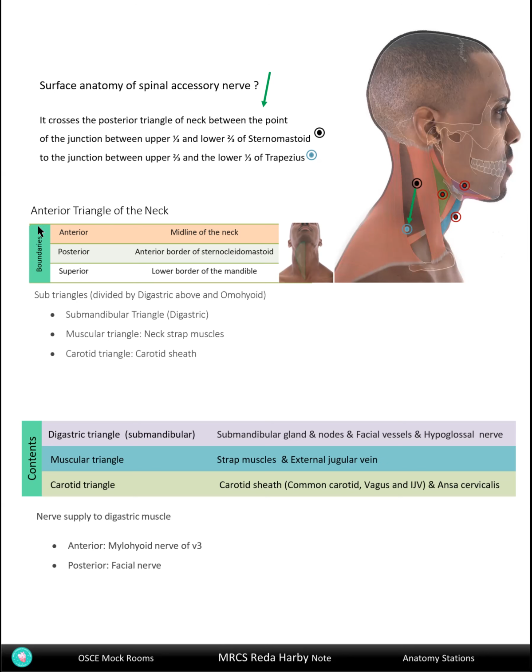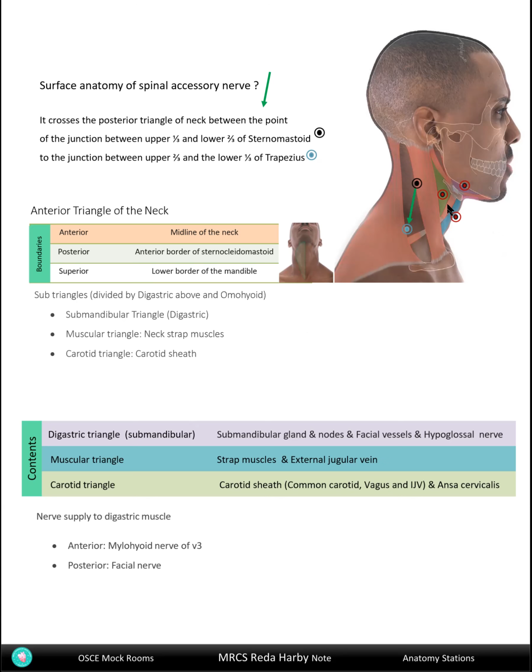Okay. What are the boundaries of the anterior triangle of the neck? Anteriorly, it's the midline. Posteriorly, the anterior border of the sternocleidomastoid. And superiorly, the lower border of the mandible. Excellent. The subtriangles are divided by the digastric above and the omohyoid below, these ones here, you see these colors.